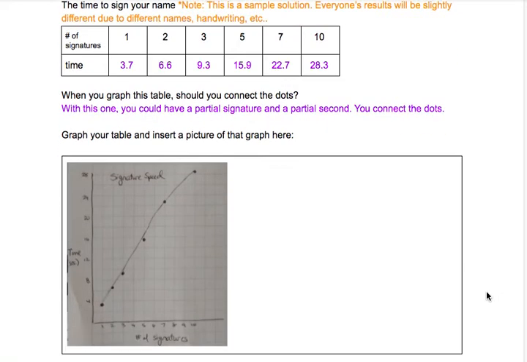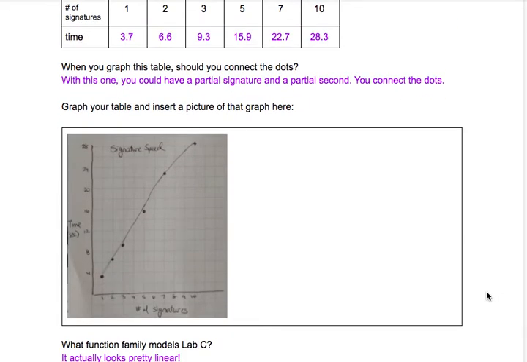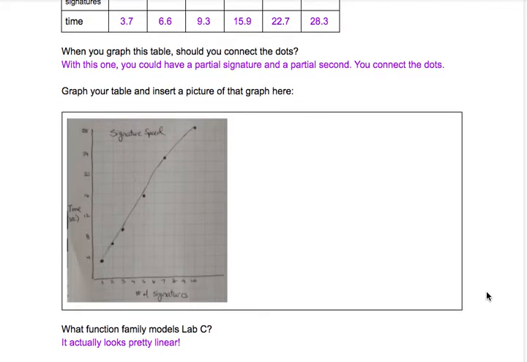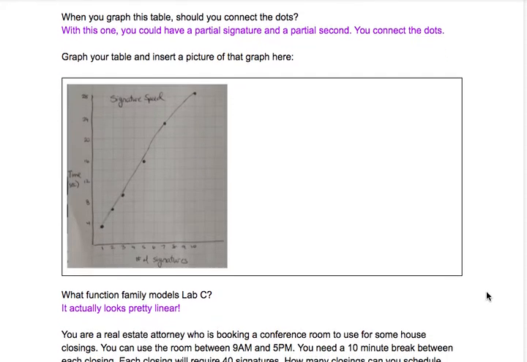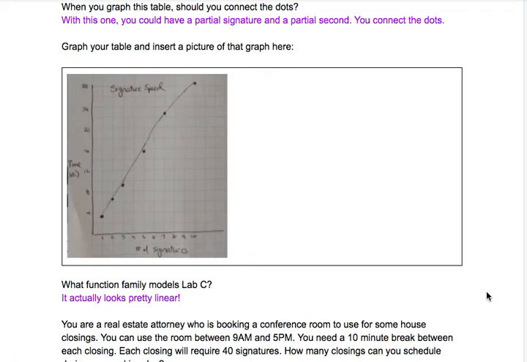So I'm going to connect the dots here. Now, my dots didn't connect totally great, but I sort of connected them. And in doing so, it actually looked pretty linear, almost like I've got a pattern to the way I sign, and that I'm fairly consistent in the amount of time it takes to sign each of my names.